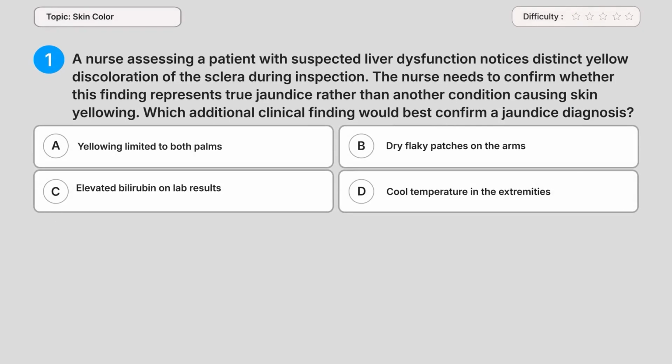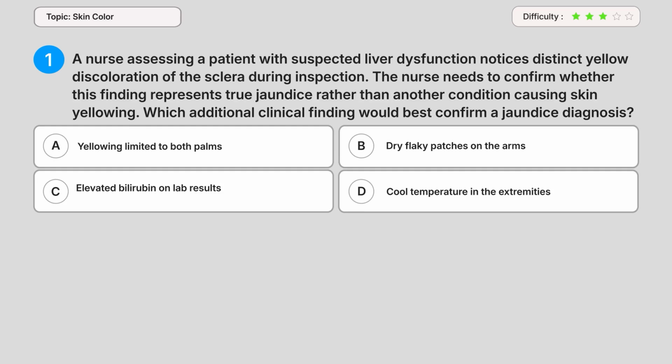1. A nurse assessing a patient with suspected liver dysfunction notices distinct yellow discoloration of the sclera during inspection. The nurse needs to confirm whether this finding represents true jaundice rather than another condition causing skin yellowing. Which additional clinical finding would best confirm a jaundice diagnosis?